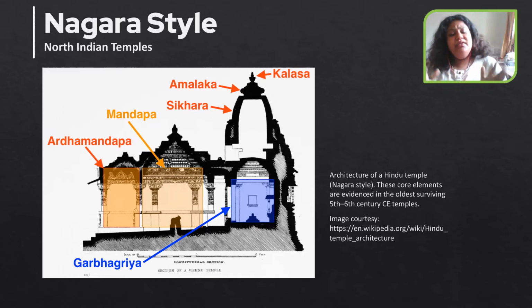And after mandapa, we see a small antarala. Antarala is a small place between the mandapa and the Garbhagriha. It is a vestibule which takes us from the mandapa to the Garbhagriha. So these were some of the important features of the temple architecture.